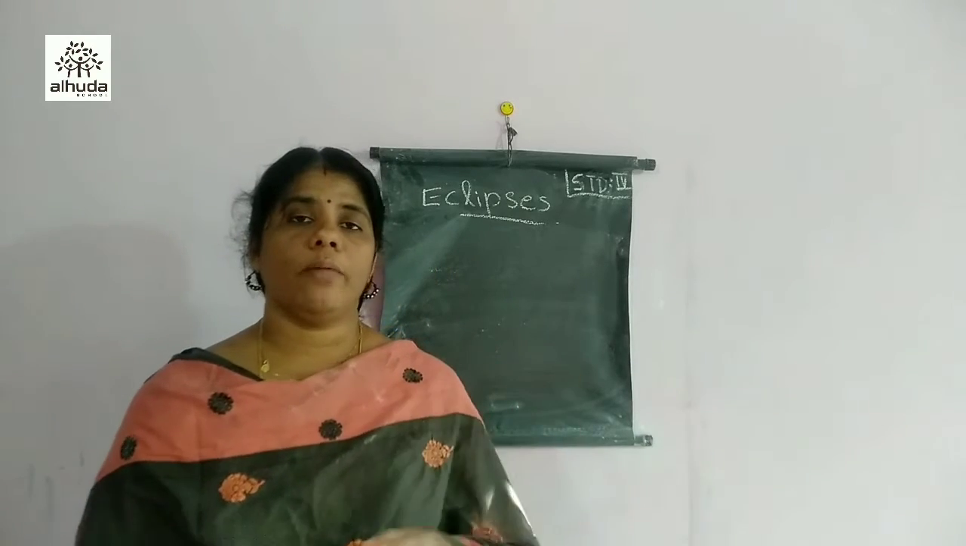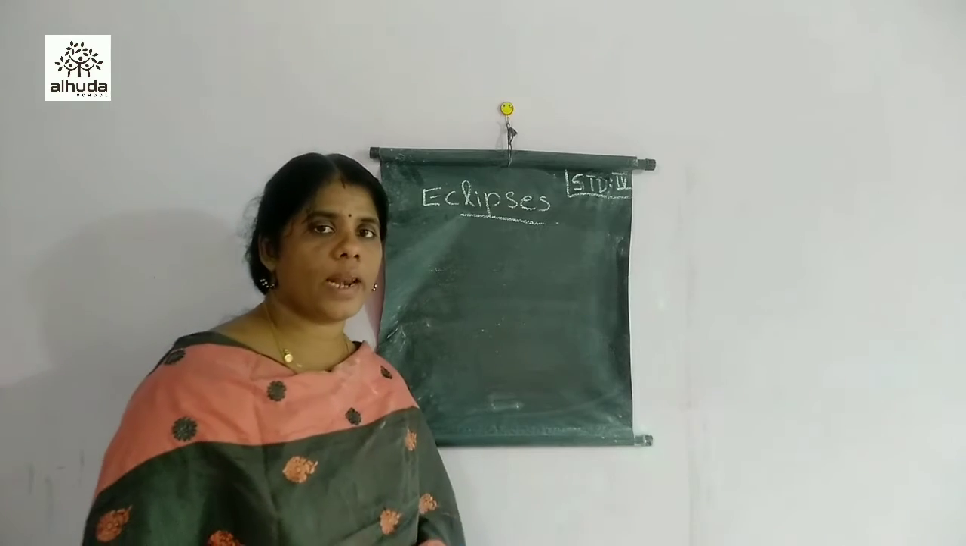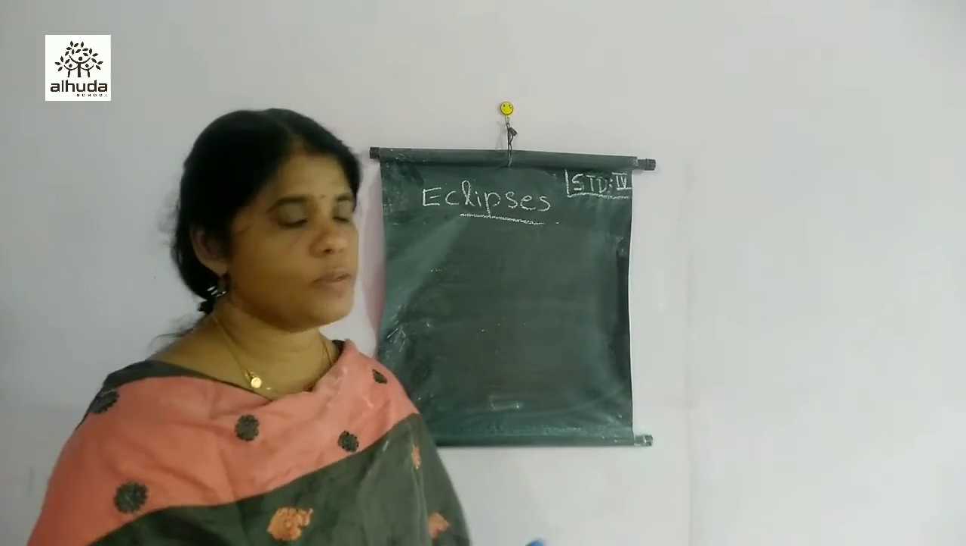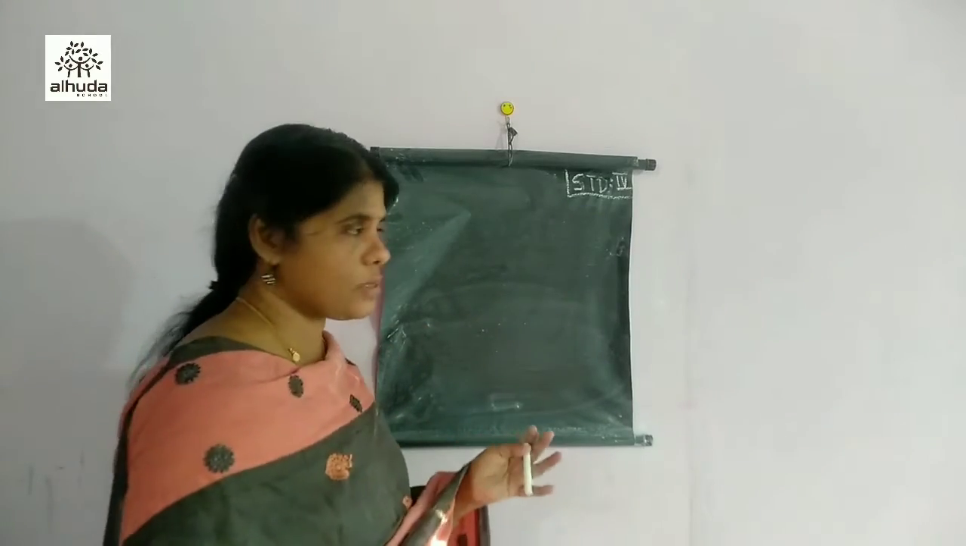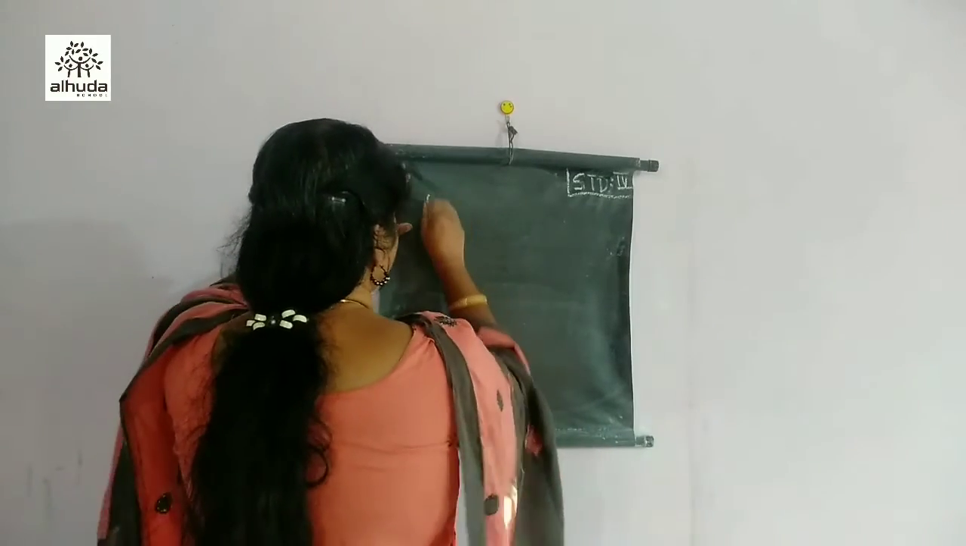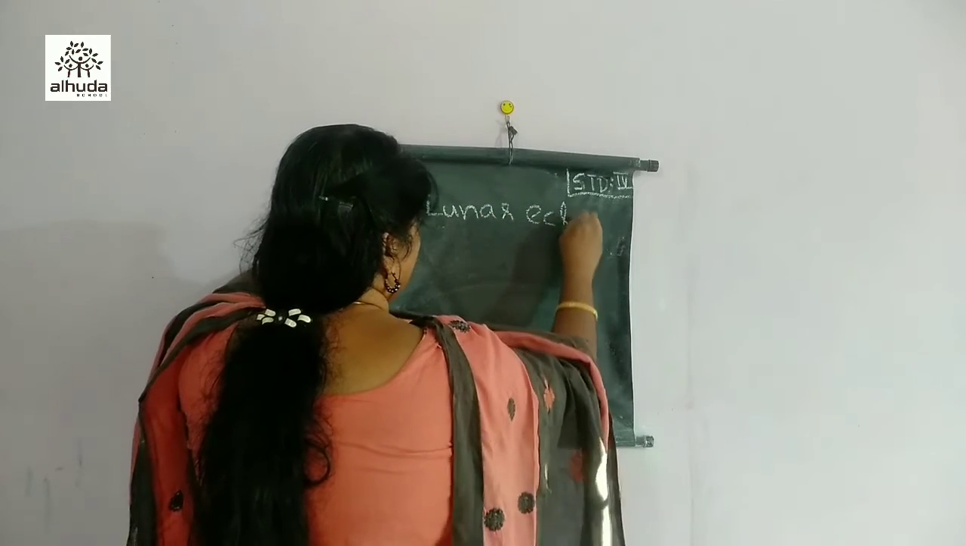First we are going to learn about lunar eclipse. Two types of eclipses are there, lunar eclipse and a solar eclipse. And first we are going to learn about lunar eclipse.